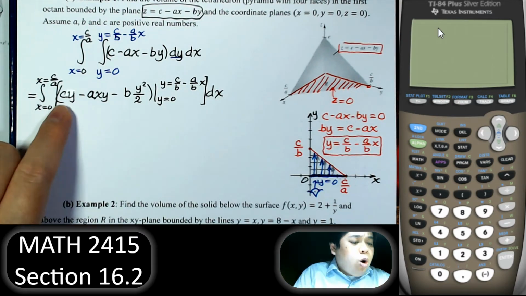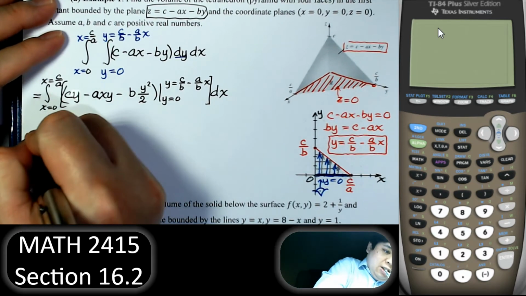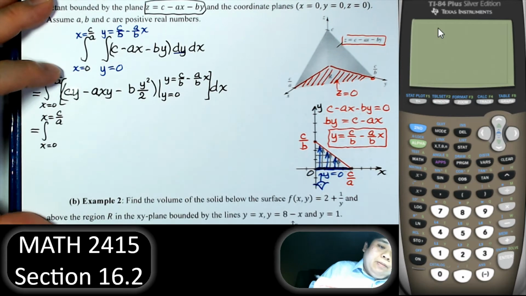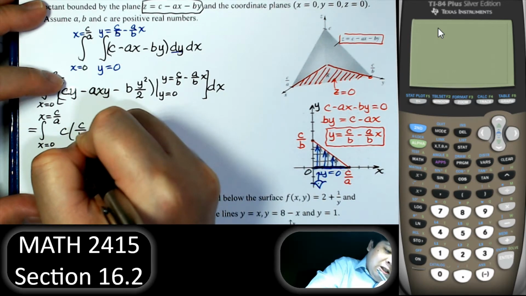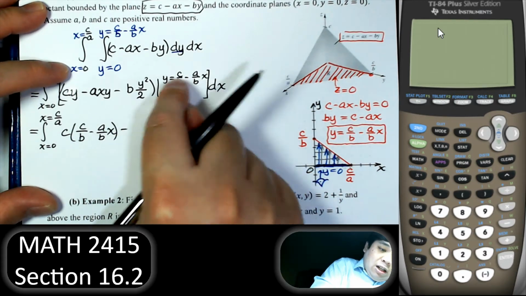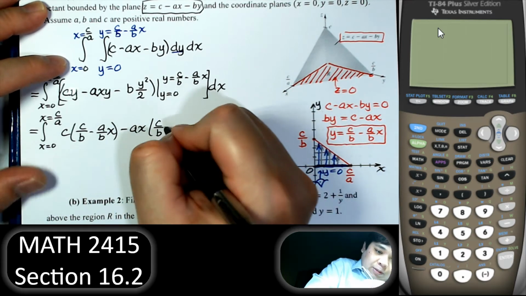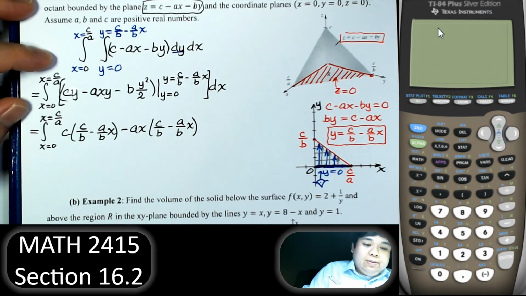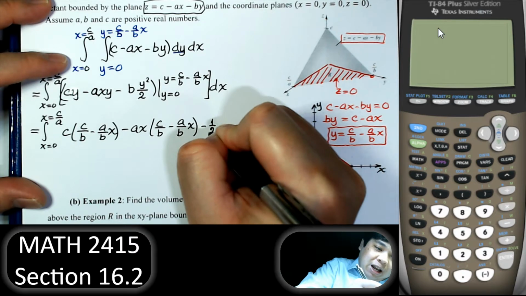Notice all of them have y. When we put in 0, we're going to have 0. So only the upper limit has some values. Right, we'll put that in for y, put that in for y, and that in for y. Say 1/2 b.